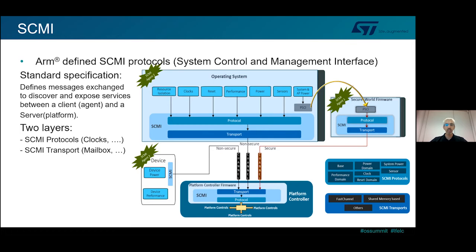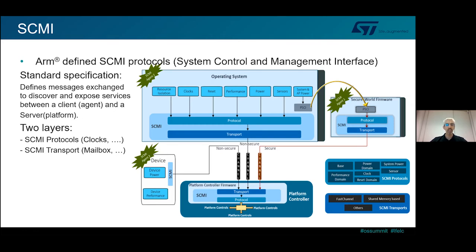And the base protocol is the protocol that allows discovery and self-description of the interface to the operating system. It's a kind of dynamic discovery of the different protocols. Now the second layer is around the transport layers, which offer different ways to transport a protocol from the agent to the platform. They are based on mailbox and shared memory. There are different transport types that we will explain a little bit later.